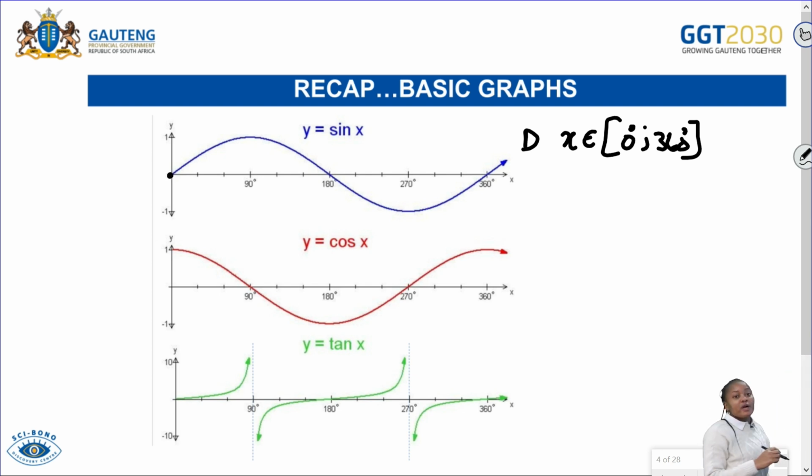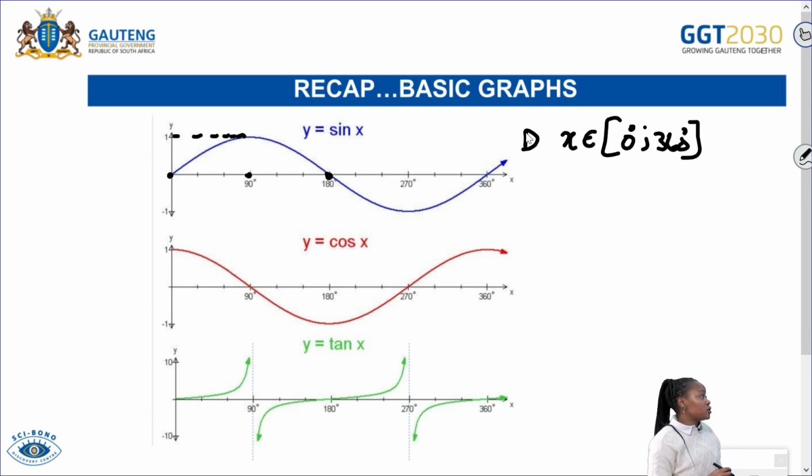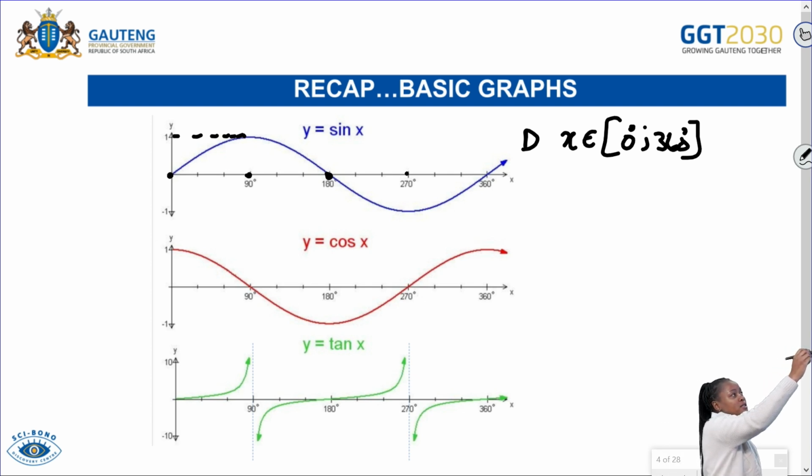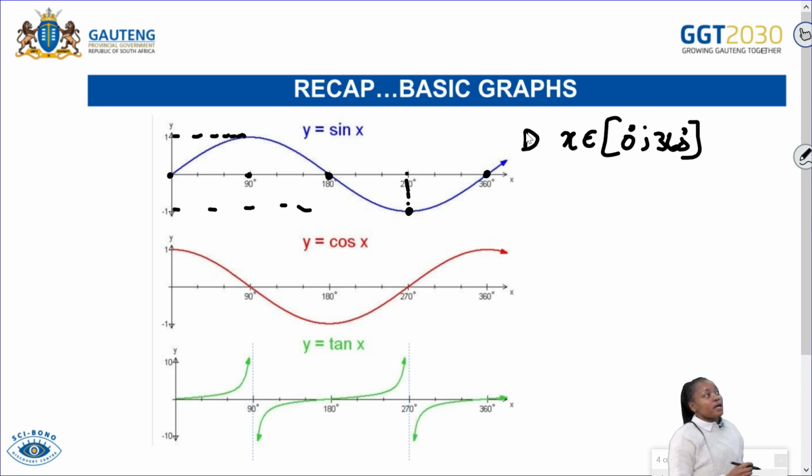You're going to have your value of x as 0, and the value of y is 0. At x equals 90 degrees, you're going to have your value of y as 1. At 180 degrees, your value of y is 0. When your x is 270, your value of y is -1. And at x equals 360 degrees, your value of y will be 0. So a sine graph ends at 360 degrees.